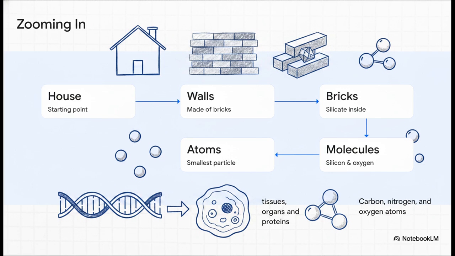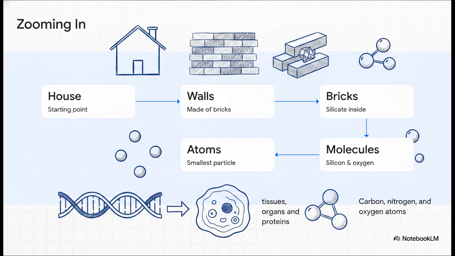Well, let's walk through this zooming in process. You look at a house, right? It's made of walls. Walls are made of bricks. If you zoom into the smallest part of that brick, you're going to find silicate molecules. Zoom into those molecules, and you hit atoms, specifically silicon and oxygen.